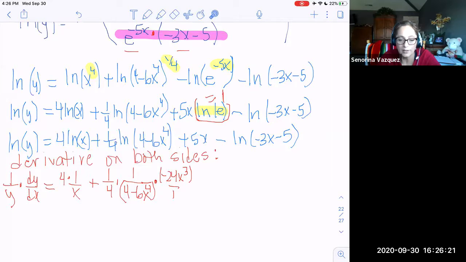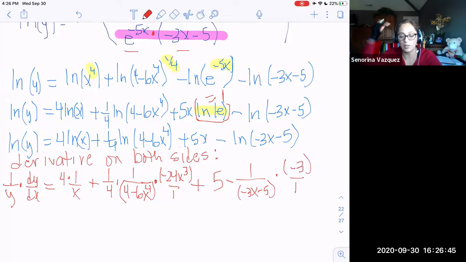Moving on to this one. The derivative of 5x is just a 5. And then minus the derivative of the last term is going to be 1 over the stuff times the derivative of the stuff. Okay, so 1 over the stuff, negative 3x minus 5, times the derivative of the stuff. And again, it's in the numerator. So that's a negative 3 over 1. It's in the numerator.